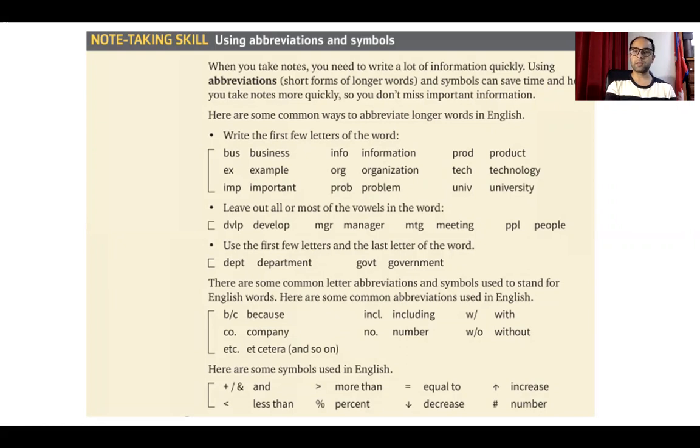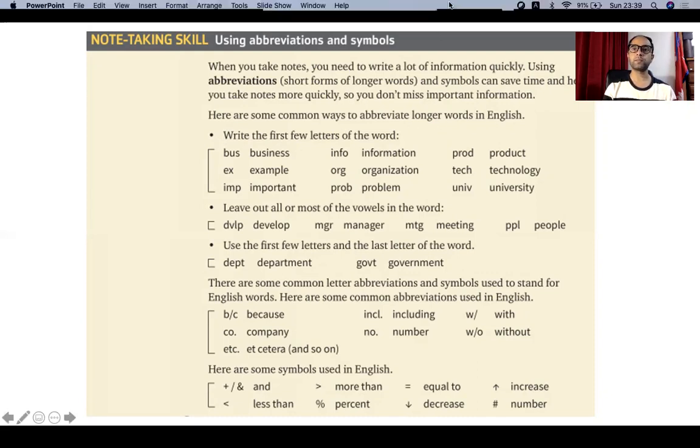Using abbreviation. Abbreviation means short forms of longer words. For example, television, TV, that's commonly used, but there are so many other styles. In other words, not writing everything. Using abbreviations and symbols can save time and help you take notes more quickly, so you don't miss important information. For example, here are some common ways to abbreviate longer words in English.